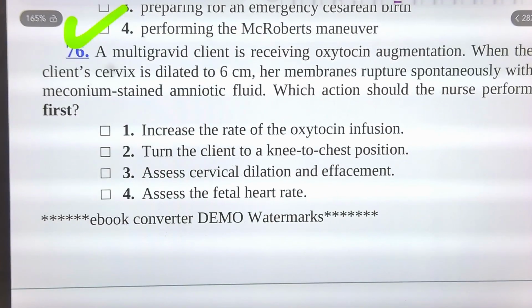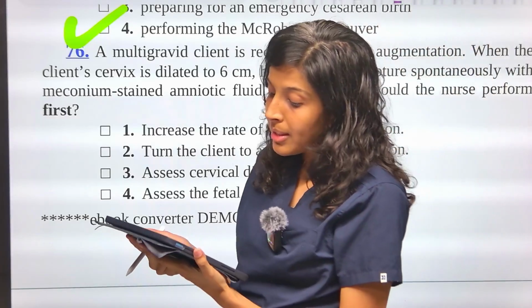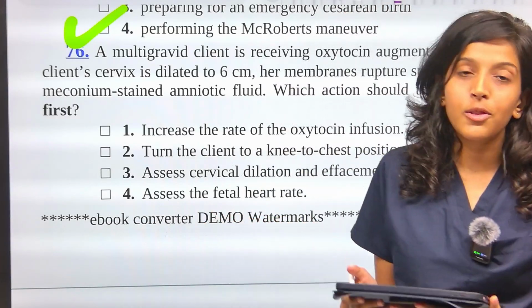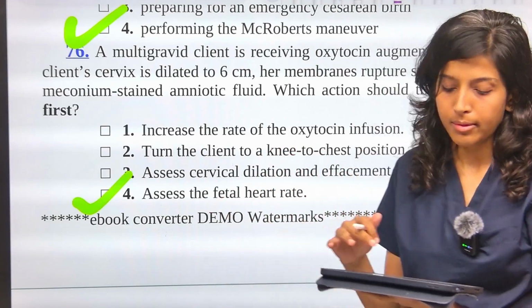Now next question, a multi-gravid client is receiving oxytocin augmentation. When the client's cervix is dilated to 6 cm, her membrane ruptures spontaneously with a meconium-stained amniotic fluid. Which action should the nurse perform first? Read all the options and let me know the right one. So meconium-stained amniotic fluid tells us that fetal distress may also be present. So in that condition, we have to assess the fetal heart rate.